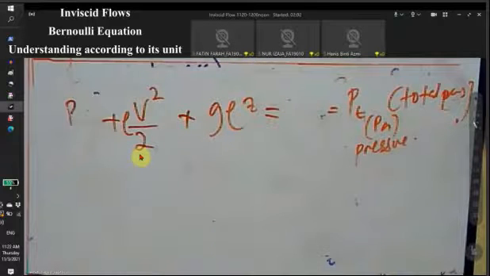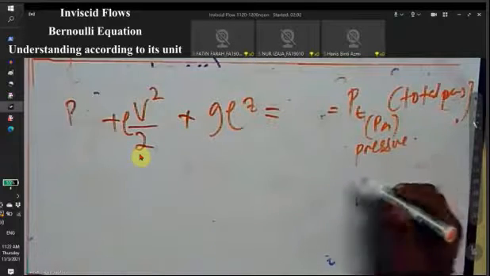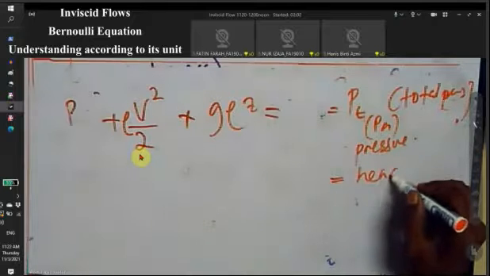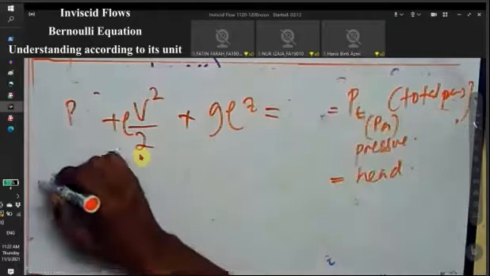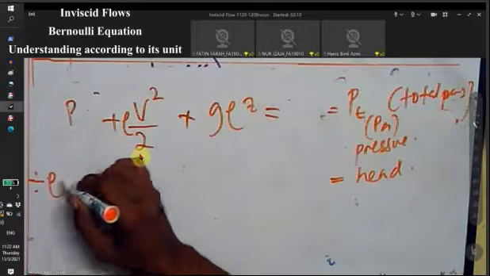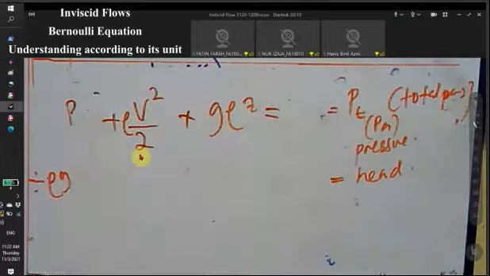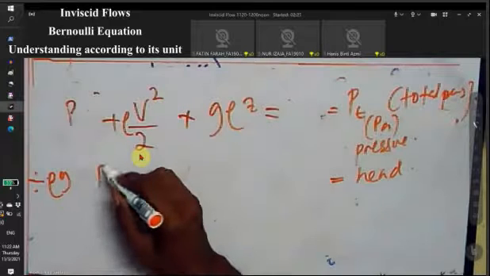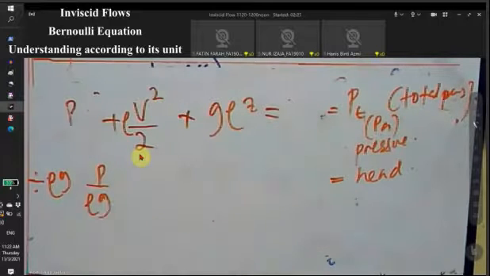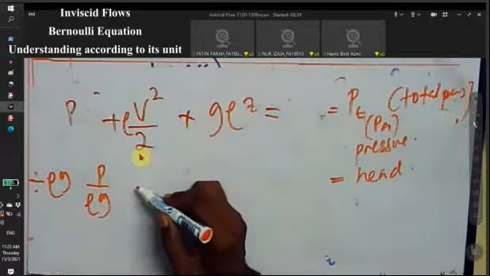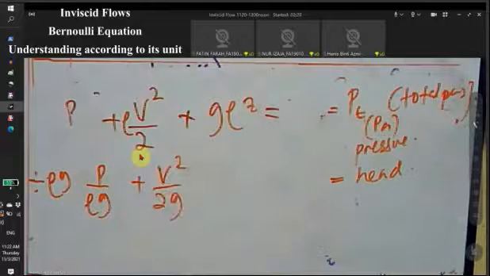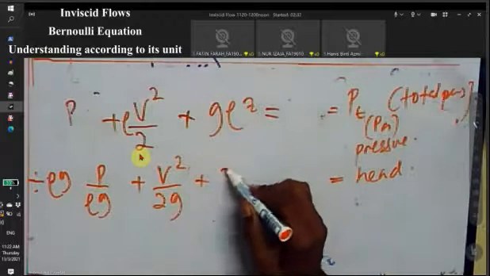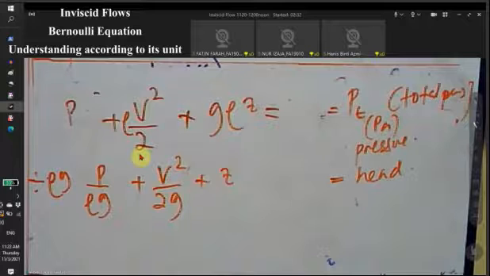Now this one is in pressure unit, we can also write them in the unit of head, right? So what is the unit of head? When we divide this equation by density and gravity, right? So we have P divided by rho g, and then we have plus V squared over 2g, and then we have Z, right?